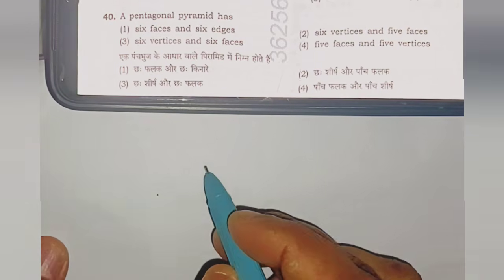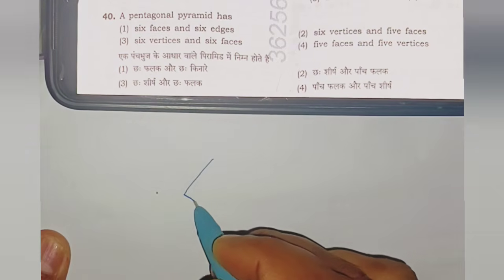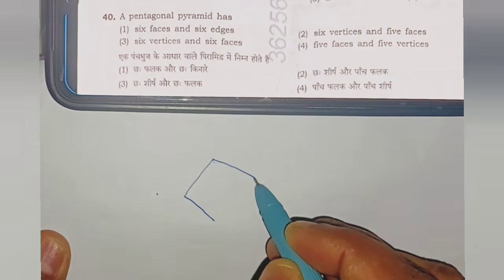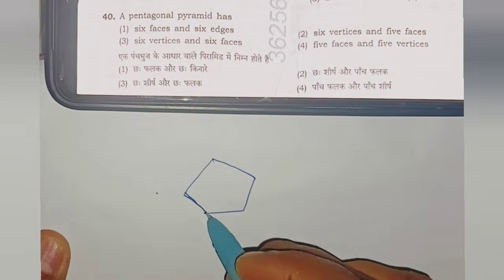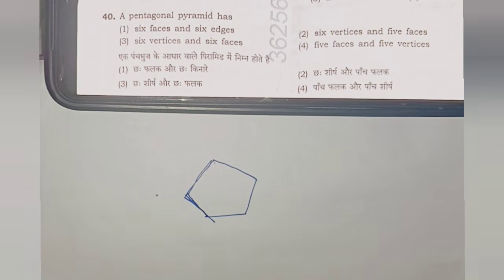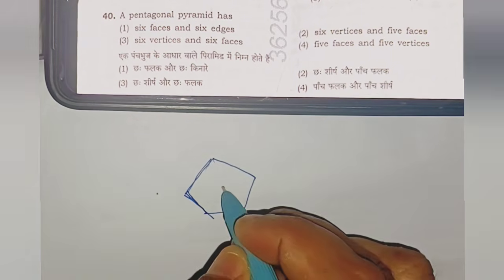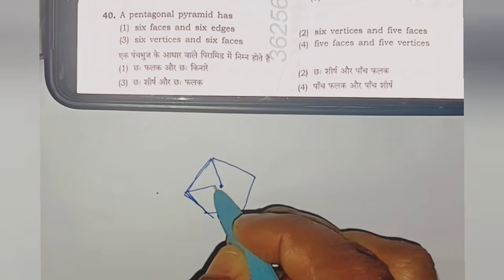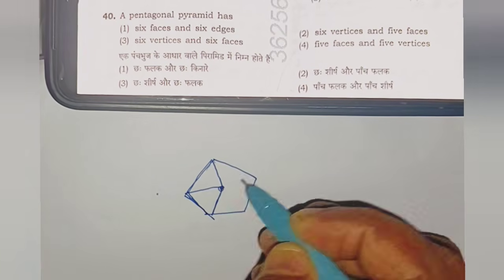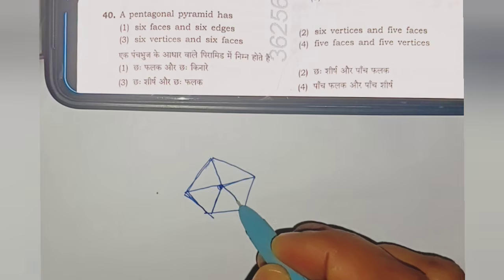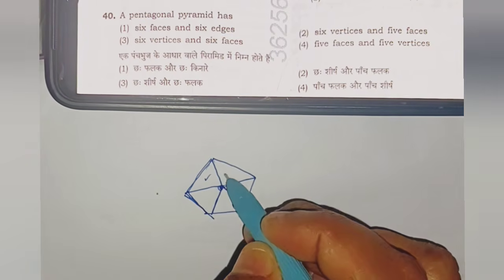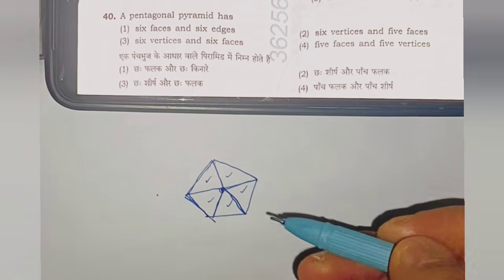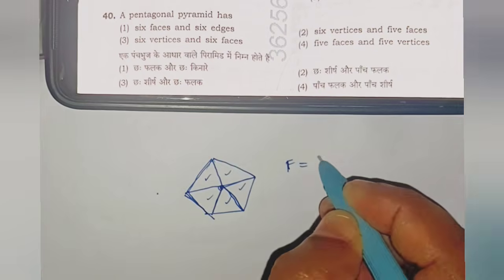A pentagonal pyramid, pentagonal pyramid means which has the base as a pentagon. So draw a pentagon on the base. The base should be like this, a pentagon only, but a pyramid means all the side faces are triangular. So there is an apex point, that is a vertex, and it will be joined to the base vertices. It has one face, two faces, 3, 4, 5 and the base one face. In total it has 6 faces.